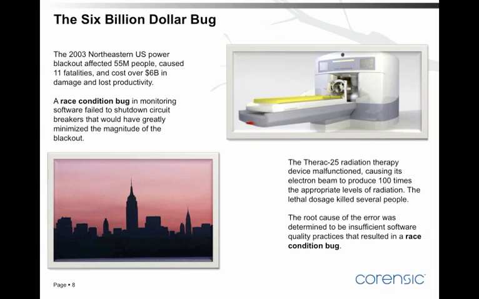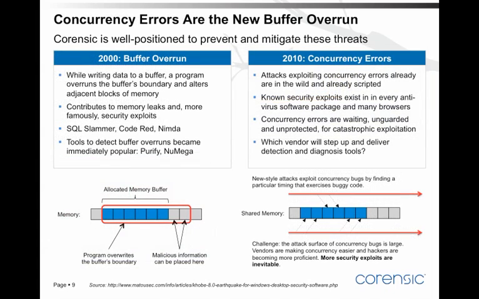Another famous concurrency error is the Therac 25 radiation therapy machine. Again, a race condition in this device caused an electron beam to produce over 100 times the appropriate level of radiation for cancer patients. This lethal dosage killed several people, and the root cause of the error was a race condition bug. Now, concurrency errors also have other ramifications.